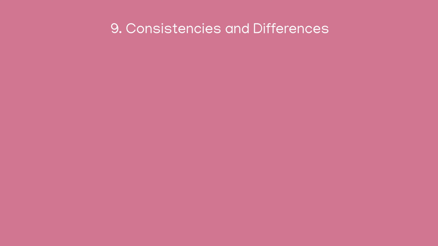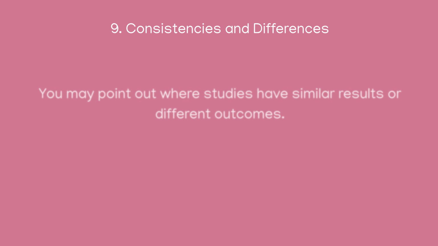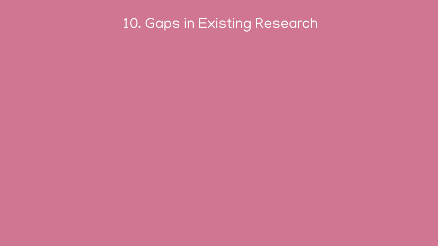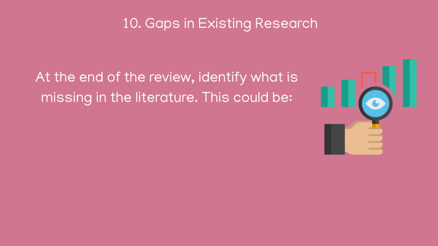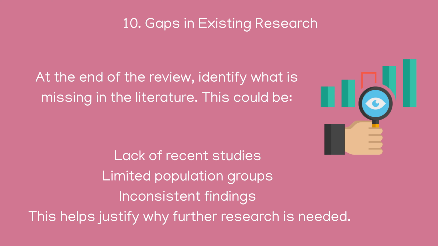9. Consistencies and differences. You may point out where studies have similar results or different outcomes. 10. Gaps in existing research. At the end of the review, identify what is missing in the literature. This could be lack of recent studies, limited population groups, inconsistent findings. This helps justify why further research is needed.